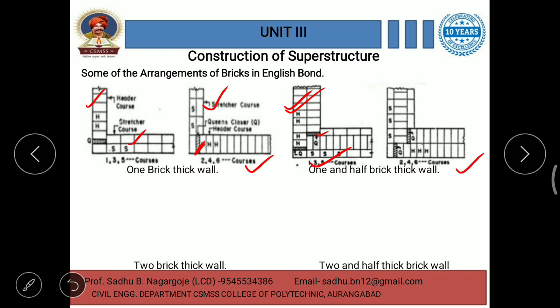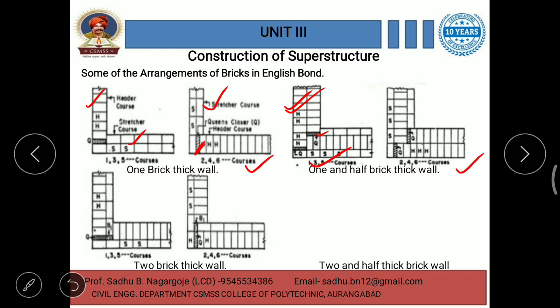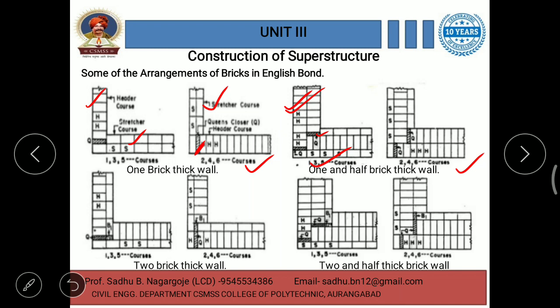Okay, then the third arrangement is showing a 2 brick thick wall. Okay, this arrangement makes a 2 brick thick wall, and here again you can see the header stretcher arrangement, and horizontally or vertically some closures are provided, especially queen closures. And then the last one is a 2.5 thick brick wall.